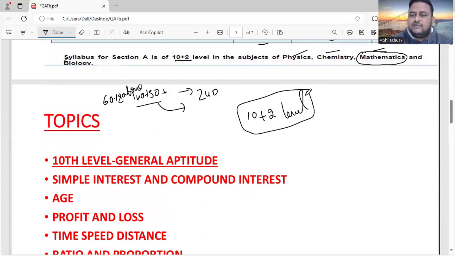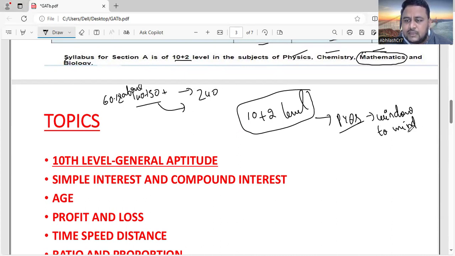So we have to understand what 10 plus 2 level means. We have to derive what topics are going to be asked. How do we know what is being asked? For that, going through the PYQs is very important. Why PYQs? PYQs are nothing but the window to the mind of the examiner, friends. That's why going through the PYQs is very important.